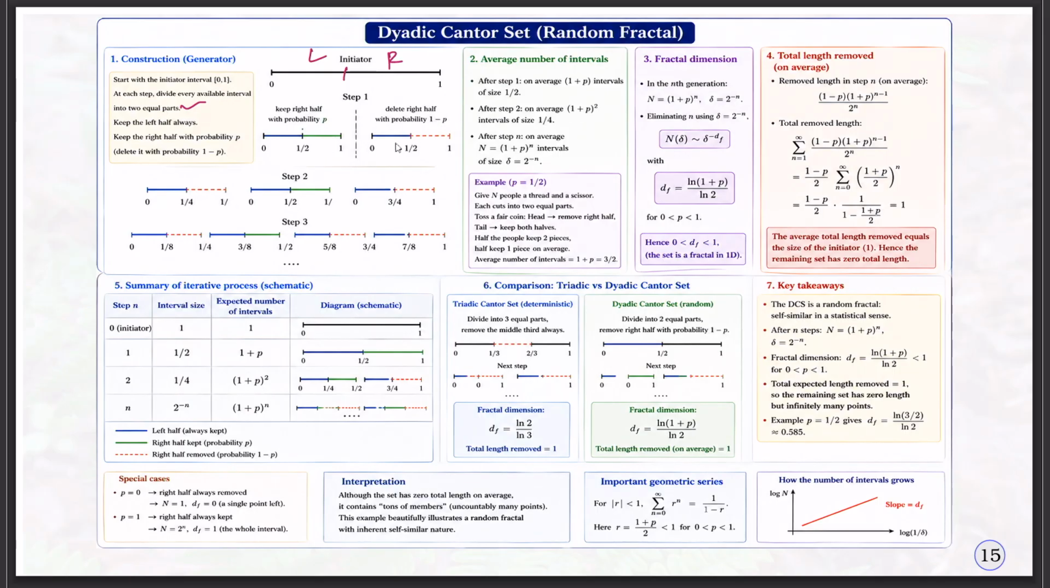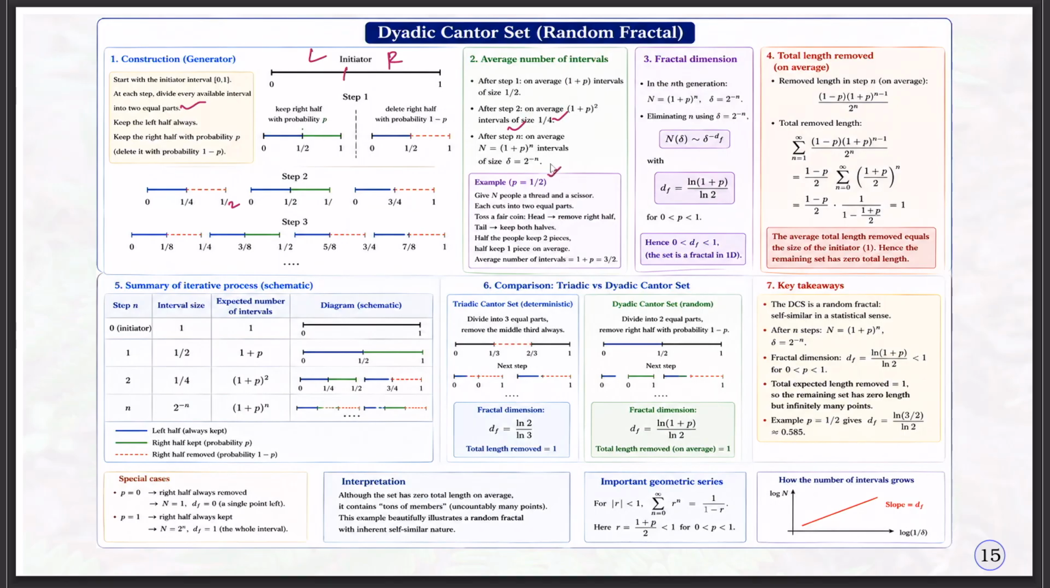So, after the first step, we keep the right half with probability p. So, we will get 2 intervals, or we delete with the probability 1 minus p. Again we do the same procedure on step 1. On average, we will get 1 plus p intervals of size 1 by 2, because we split it into 2. In the second step, we split into 2 again, therefore we get size 1 by 4, with probability p on each side, p and 1 minus p. If you multiply, then on average 1 plus p power 2 intervals of size 1 by 4. So, after the nth step, on average we will get (1 plus p)^n intervals of size delta equal to 2^(-n).